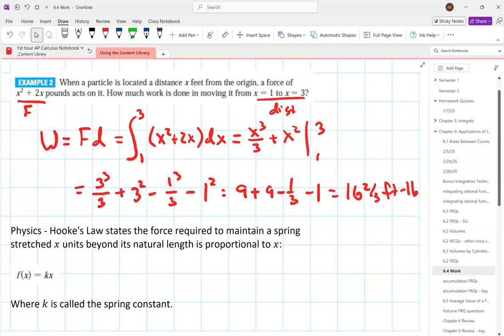It's kind of the easiest version of this type of physics problem from a calculus perspective, where you're given the force function, and it's just like, okay, I'm just integrating that over some dx, and we're done.